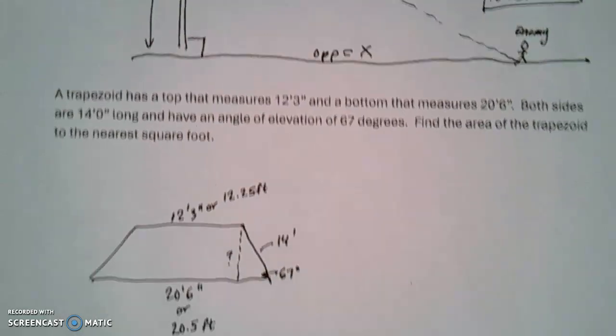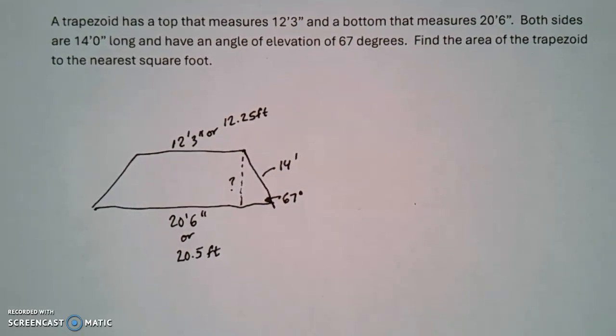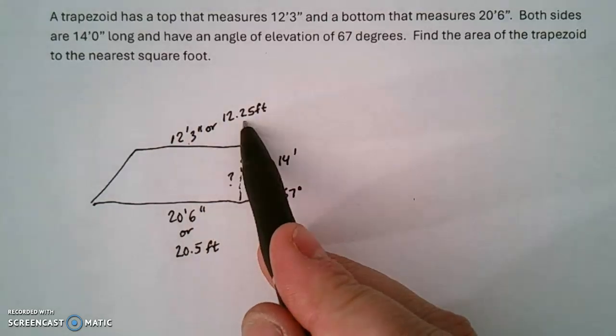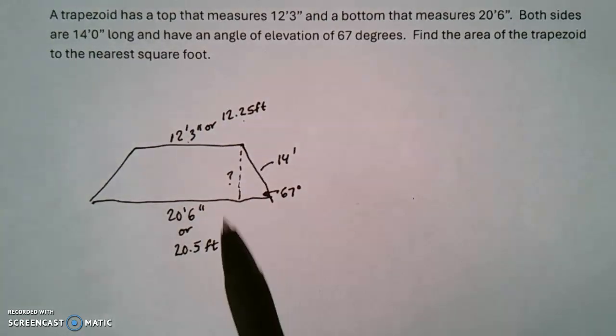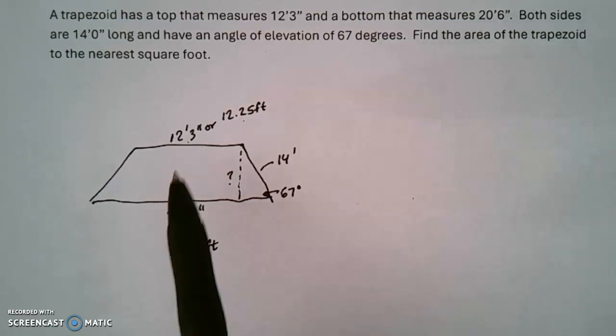Okay, so now we've got a trapezoid. It has a top that measures 12 feet 3 inches and a bottom that measures 20 feet 6 inches. Both sides are 14 feet long and have an angle of elevation of 67 degrees. So I've drawn our trapezoid here. I have converted 12 feet 3 inches to 12.25 feet. And I've converted 20 feet 6 inches to 20.5 feet. So I've got the top and the bottom dimensions.